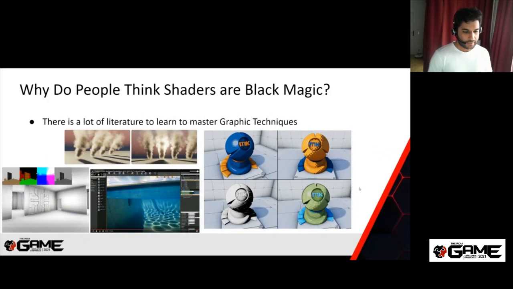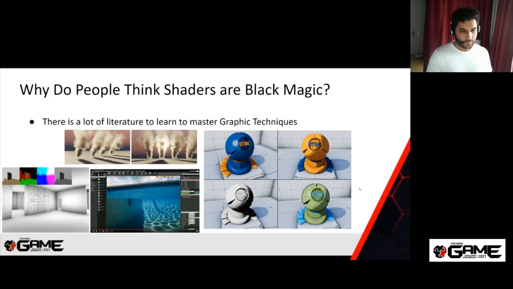At the same time, knowing these things is kind of like knowing your way around your kitchen. That doesn't make you a great cook. For that, you kind of need recipes, right? And this is where graphic techniques and the literature around them come into play. This is things like how do you render smoke, how do you do water, what about ambient occlusion or stylized rendering.